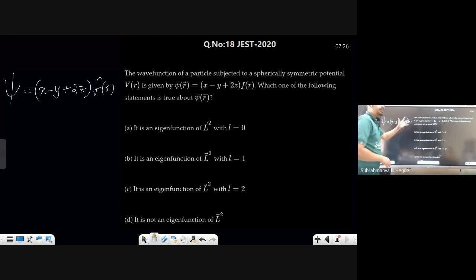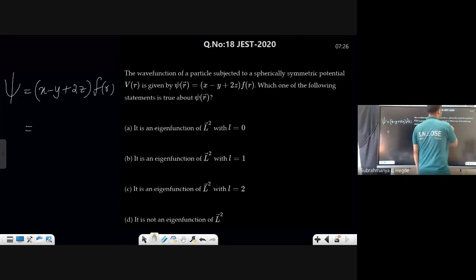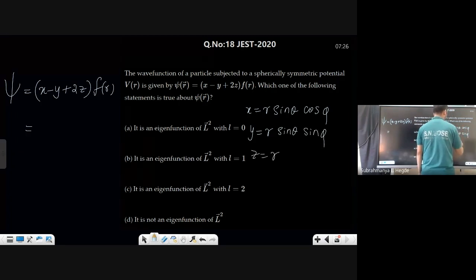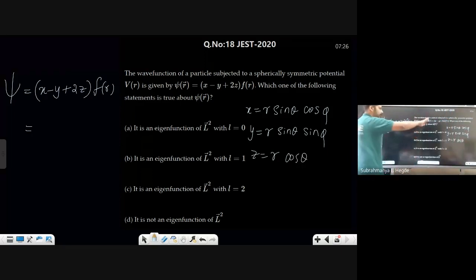Spherically symmetric means you can write a radial part and an angular part. Now what you have to do is write the transformation equations, which you should know. x is equal to r sine theta cos phi, y is equal to r sine theta sine phi, z is equal to r cos theta. If you substitute that, r is common and you can take it outside.